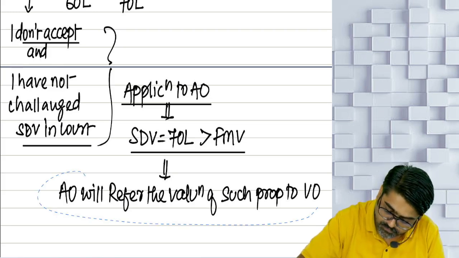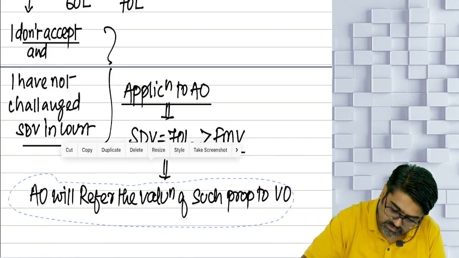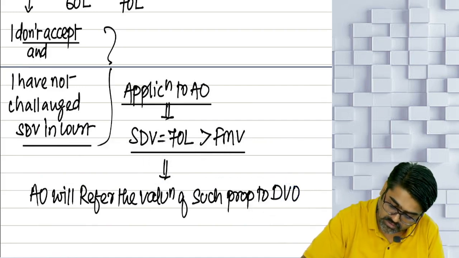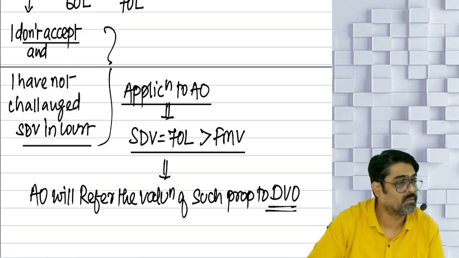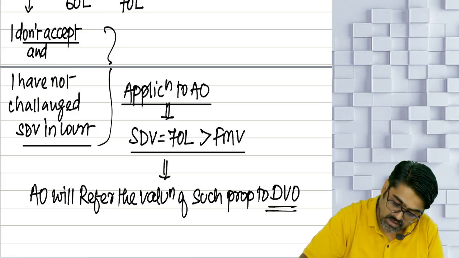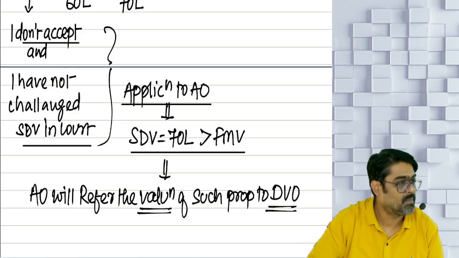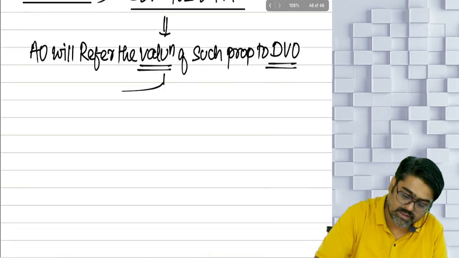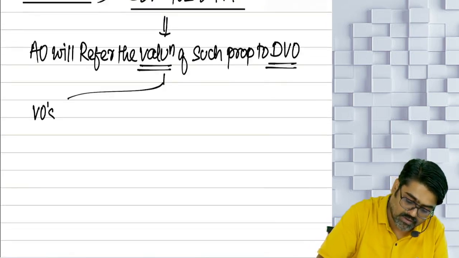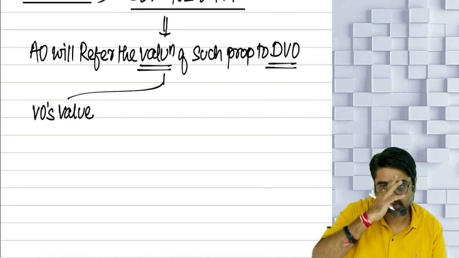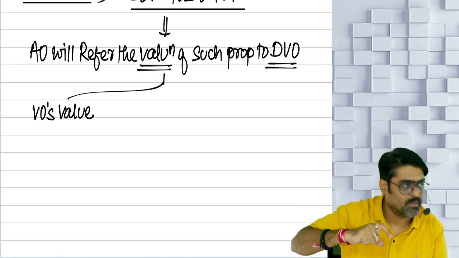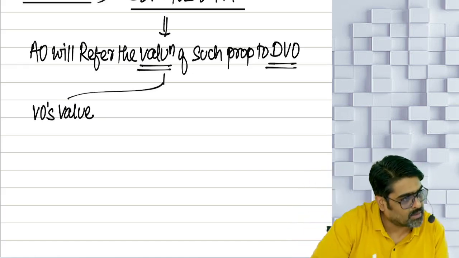DVO means Department's Valuation Officer. Yes or no? Now what will this DVO do? He will do the valuation of the property. Now whatever value the valuation officer will determine, can I say this is VO's value? Yes or no? Can I say VO will determine the value? The value which will be determined by the VO will be VO's value.